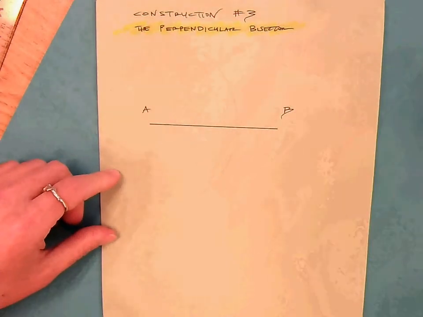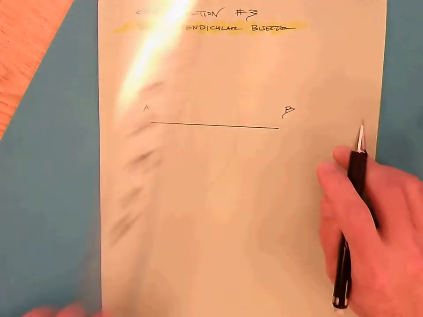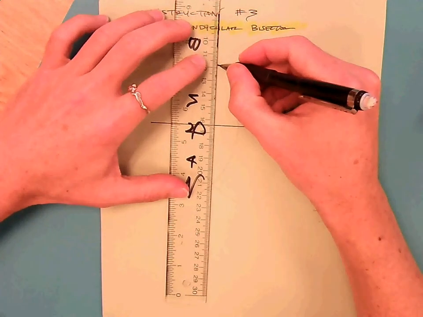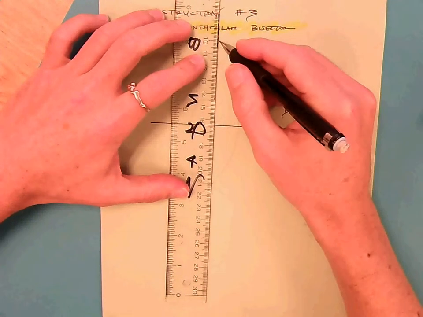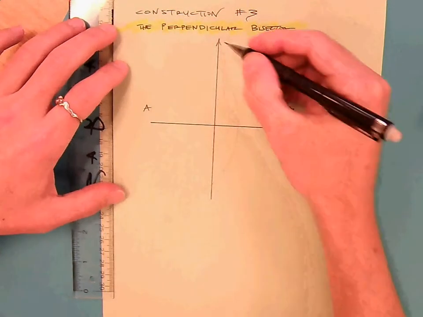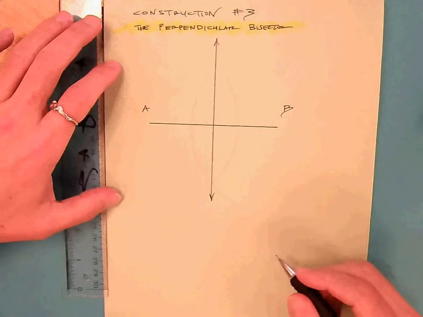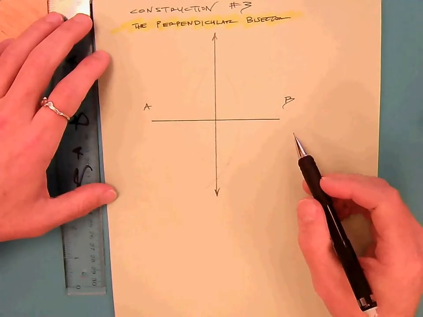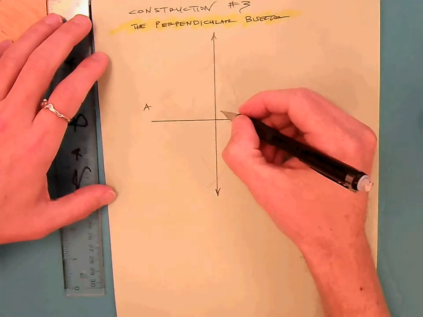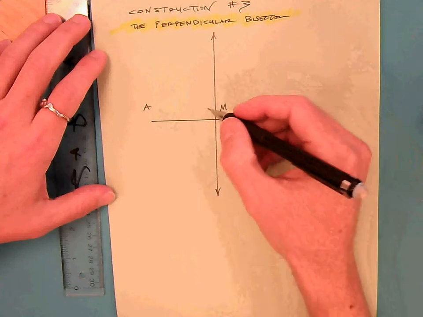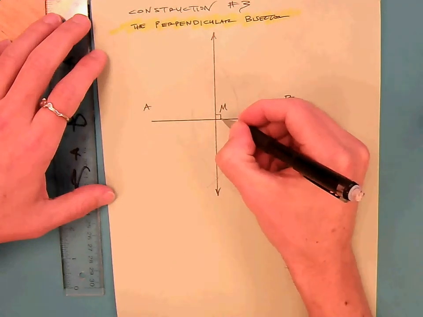Those are 2 points of reference I can use to construct a line. So let's get our straight edge. Line up the two intersection points. Draw a nice line through there. If you want to, you can put arrowheads on it to make it a line. And if you notice, it appears that this line has cut segment AB in half. So I'm going to label that point M, M for midpoint.